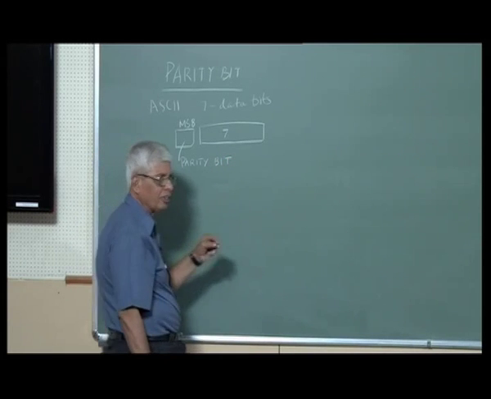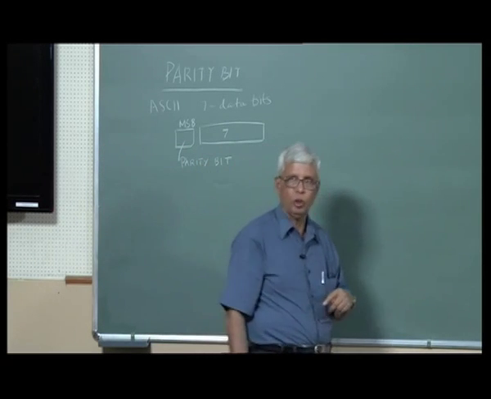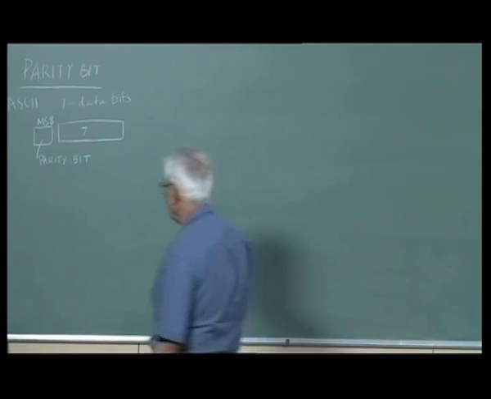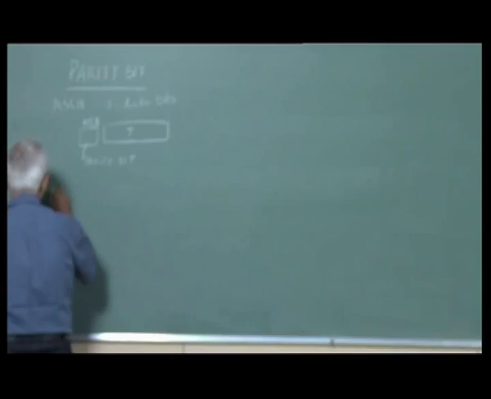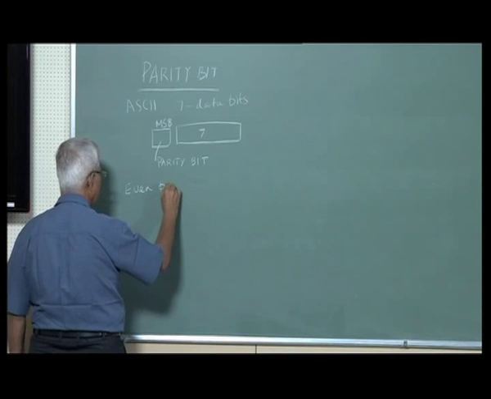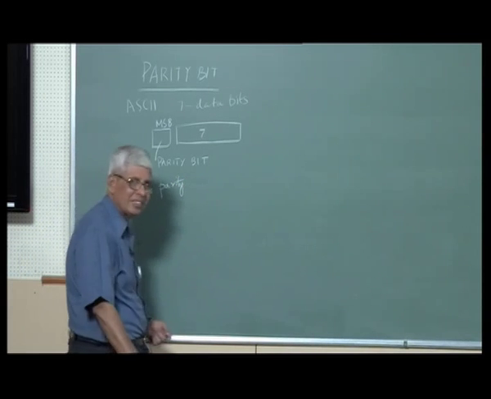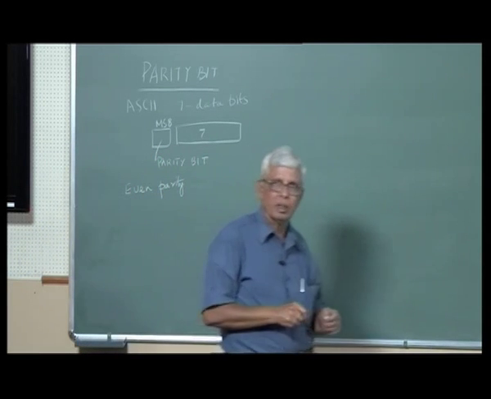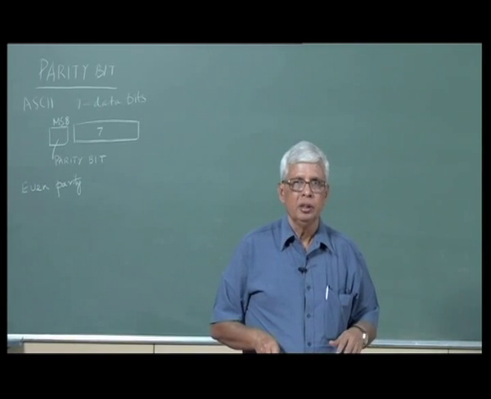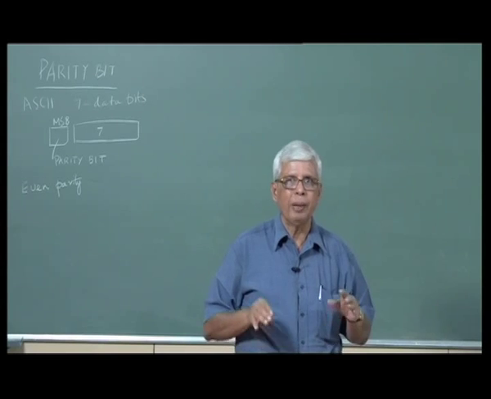We have to define whether we want odd parity or even parity. We can choose that. The choice is yours. So let us say I want even parity. The number of ones in the data string, including the parity bit, should be even. Such a description is called even parity.